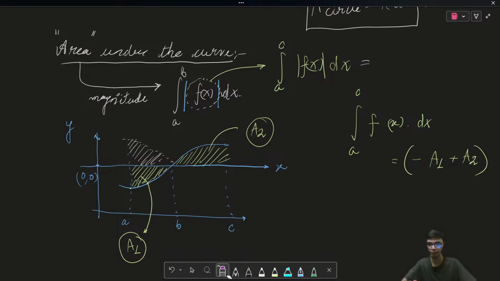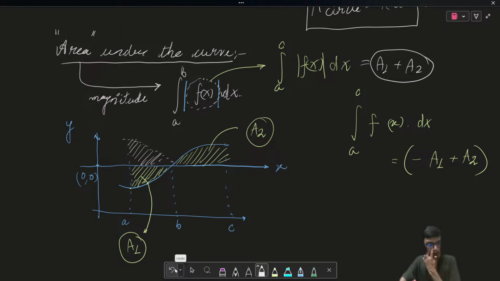So please note that when I carry out the definite integral, I am not actually getting the area. I am actually getting the algebraic sum of the area, right? So this is a very important understanding, that when you calculate a definite integral, you don't get the magnitude of the area. You rather get the algebraic area. I hope this is clear to all of you, right? So based on this, let's try to solve some questions.